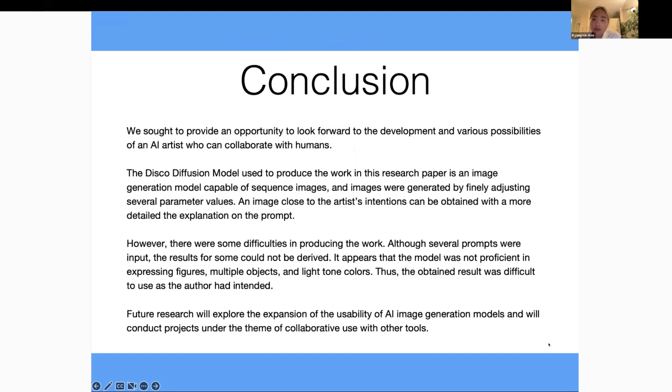The disco diffusion model used to produce the work in this research paper is an image generation model capable of sequence images, and images were generated by finely adjusting several parameter values. So for the future research, we'll explore the expansion of both AI image generation models and will conduct projects under the theme of collaborative use of other tools.